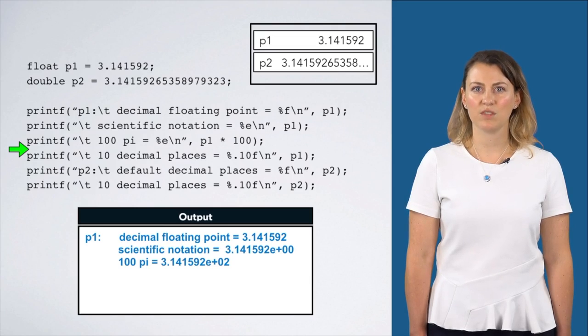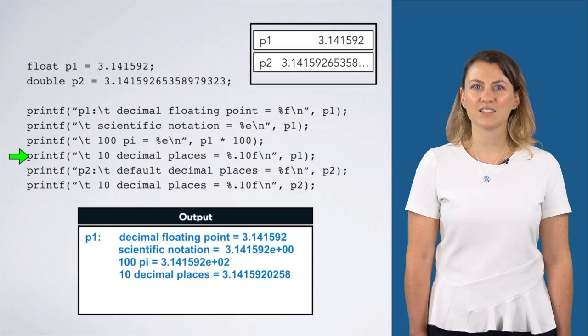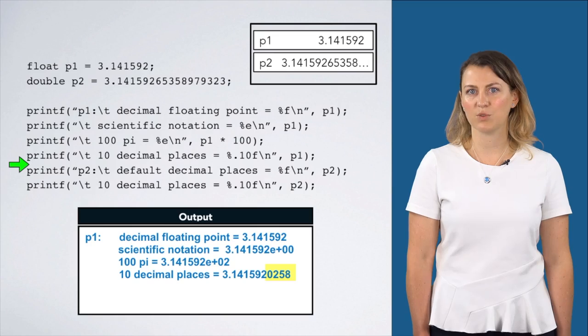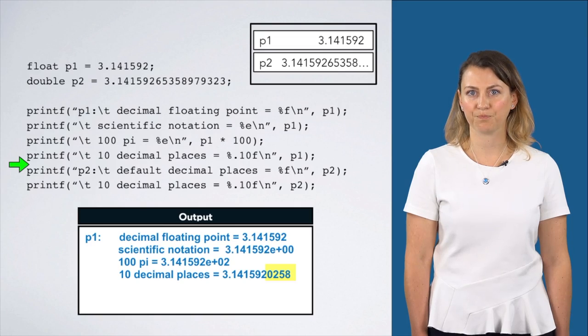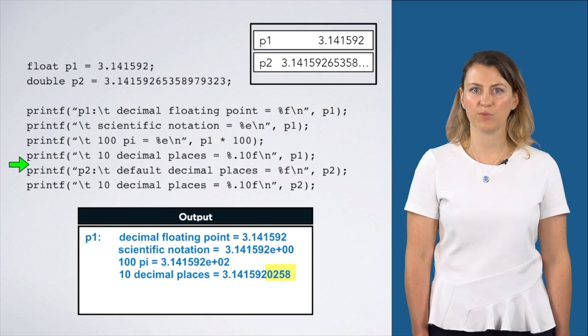The .10 between the % and the f means to print 10 decimal places. When we do this, we get a slightly odd answer. Where did this 0258 come from? This comes from the fact that floating point numbers can't represent every possible number precisely. C rounded 3.141592 to the nearest representable floating point number when it performed the initialization of P1. When we print P1, it converts that number, which is actually stored in P1, to a decimal representation.